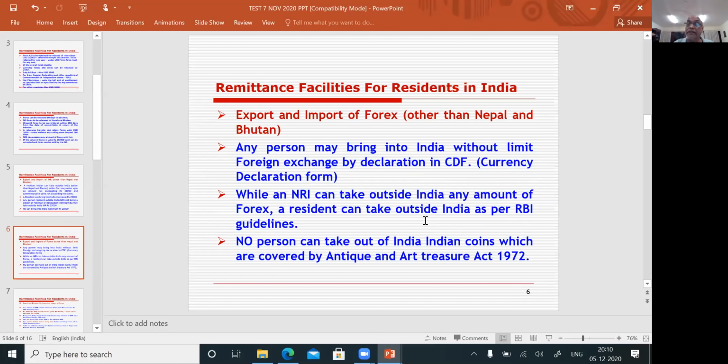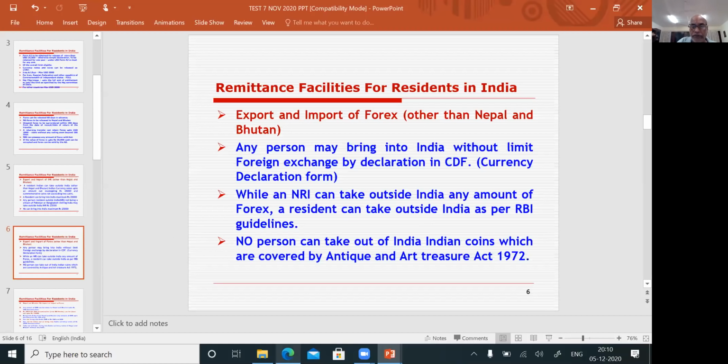A resident can bring any amount of forex into India, but after bringing it, within 180 days he has to surrender it to the authorized dealer. How much forex can a resident take out? As permitted by the Reserve Bank of India. Under the LRS, today it is 250,000 US dollars. Beyond that, if he wants, RBI special permission has to be obtained.